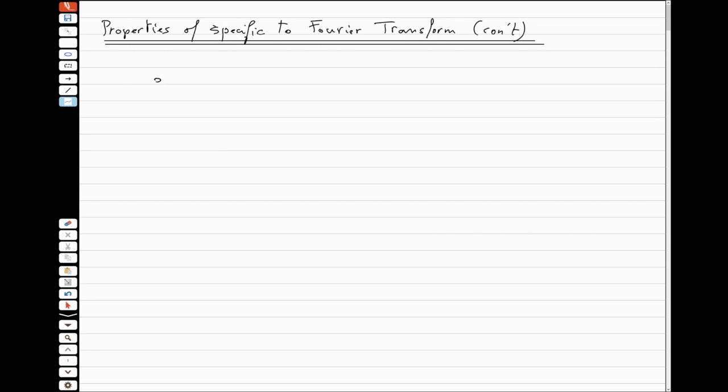First, a reminder that Fourier transform of x of n is X of omega equals the sum of x of n e to the minus j omega n, which is the z transform, where z is replaced by e to the j omega. So more properties about this.